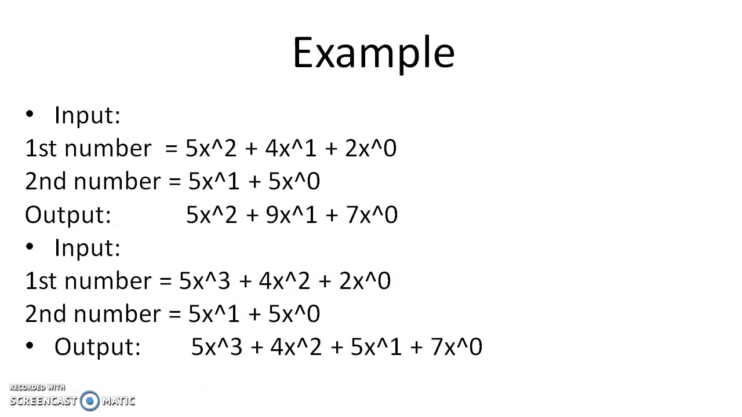Now, as an example, consider the first polynomial 5x square plus 4x plus 2, and the second polynomial 5x power 1 plus 5x power 0. When we add these, the output is 5x square plus 9x plus 7. Similarly, in another example, 5x cube plus 4x square plus 2x power 0, when we add the second polynomial, the output is 5x cube plus 4x square plus 5x plus 7x power 0, that is 7. These are examples of the polynomials we are adding.